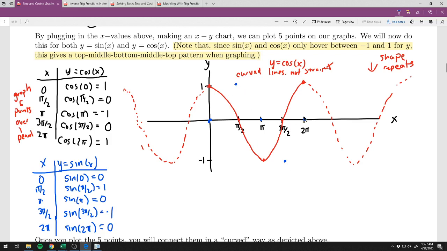You see the pattern forming here: we start in the middle, top, middle, bottom, middle. So it's going to have the same curvy type of shape. It's not going to be a straight line. Just do your best if you have to graph these. Make it curvy. And it's just going to repeat exactly like cosine of x does, meaning we're going to have this shape exactly over here, and this shape exactly over here. So I'm just going to very roughly sketch it because I can't do it too precisely over here.